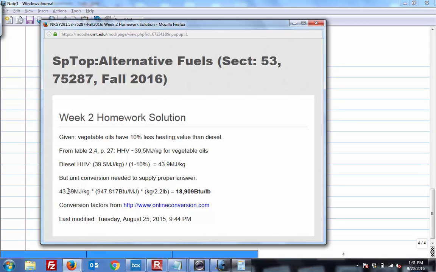Then we're just going to convert megajoules per kilogram. There are 947 BTUs per megajoule, and there are 2.2 pounds per 1 kilogram. So just running it through that, we end up with 18,909 BTUs per pound.